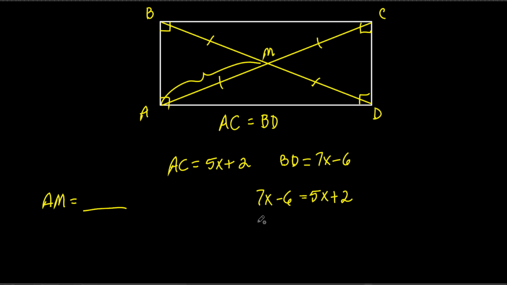Subtract a 5x from both sides. What do you get? 2x. Add a 6 to both sides. What do you get? 8. Divide by 2, you get 4. Okay. So x is 4, but that's not my answer.